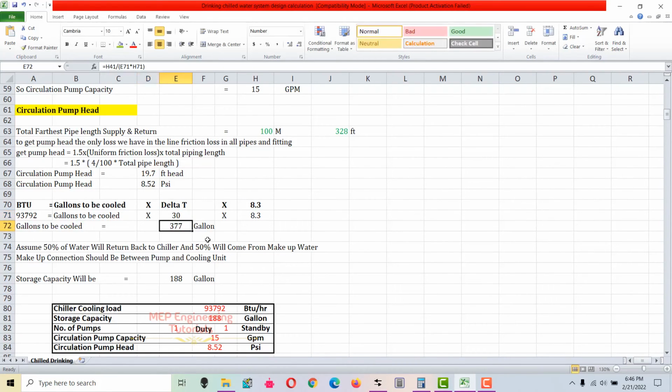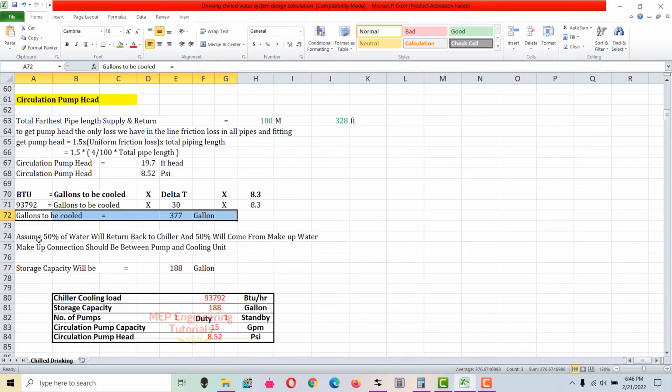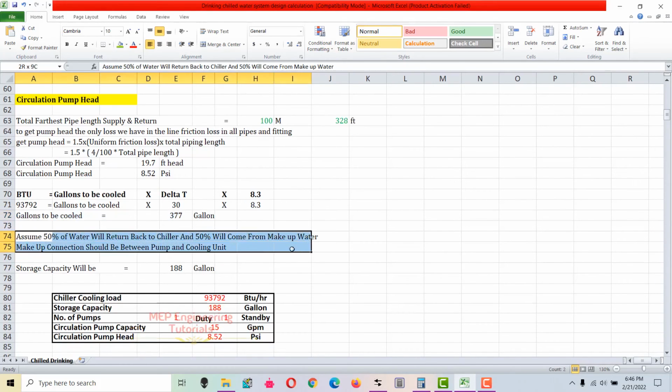75 minus 45 equals 30. So gallons to be cooled calculated here is 377 gallons. Now we assume that 50% of the water will return back to the chiller and 50% will be consumed. So that 50% will come from the makeup water.